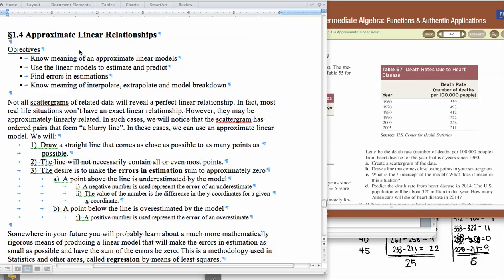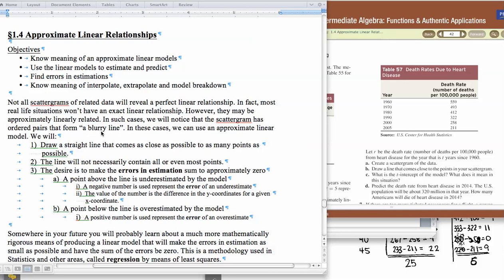And these approximate linear relationships are related to what we talked about in section 1.3, except this is more real-world examples. What we're going to be doing is using our scattergrams just like we did before, but instead of seeing our points in a scattergram line up exactly in a straight line, we're going to have to use an approximate line. I'm going to say that the ordered pairs form a blurry line.